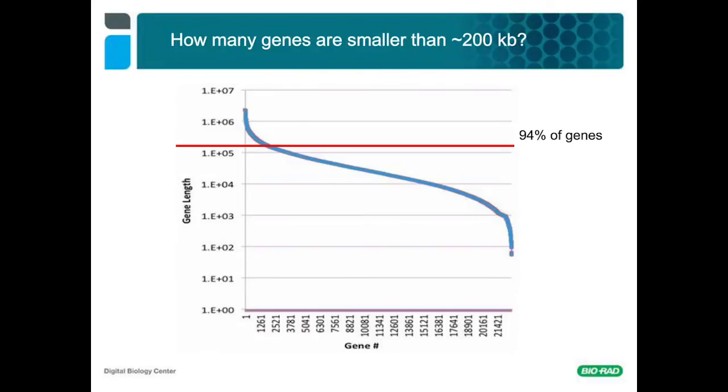Given we can confidently measure linkage out to 210 kb in a single well, we were curious as to how many genes are shorter than 210 kb in length in the human genome. Here are all the genes in the human genome sorted according to their length, as measured from the start to the stop codon. 94% of the genes are shorter than 210 kb, suggesting this method is sufficient for phasing variants in the majority of human genes.